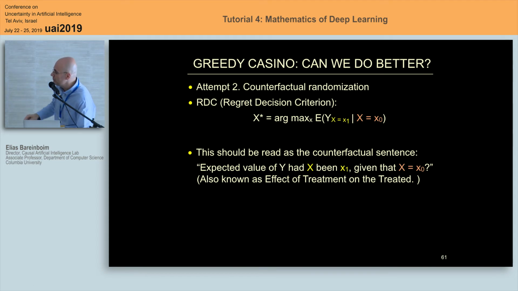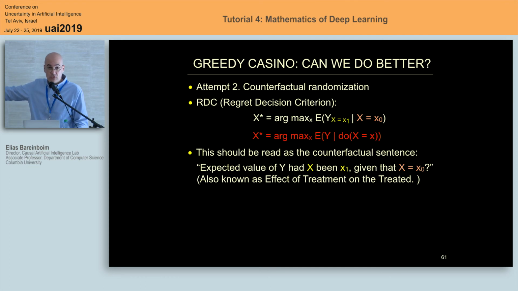Let's parse what this means. It's a nested counterfactual sentence: the expected value of y had x been x1, given that x is equal to x0. Then there's a name for this, just for the literature purpose. This is called effect of treatment on the treated.